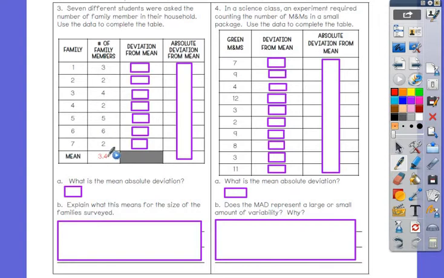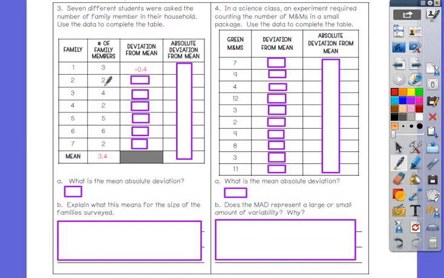That was step 1. Step 2 says find the difference between each piece of data and the mean. Okay, so what that means, this first piece of data is 3. How far away is 3 from a 3.4? It is -0.4 away, because 3 minus 3.4 gives me a -0.4.